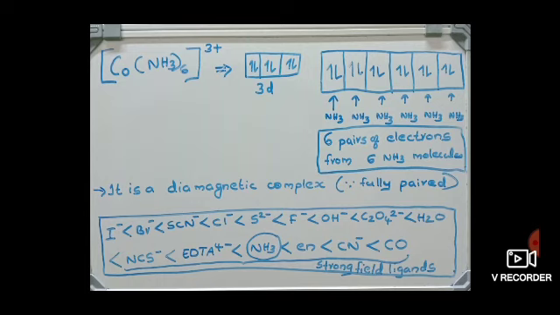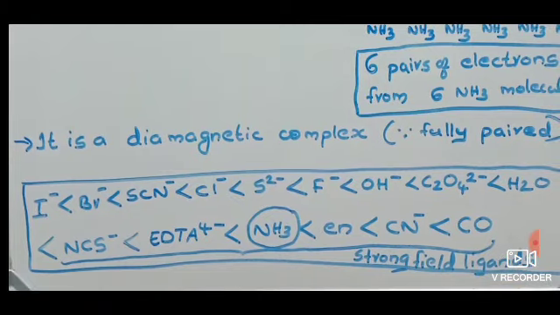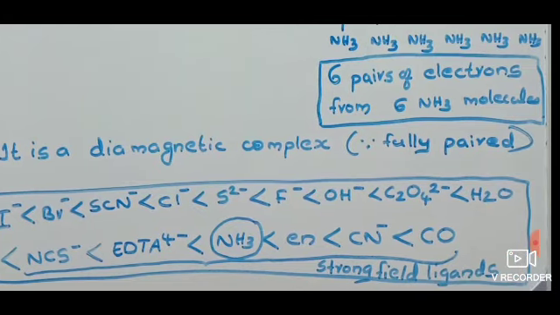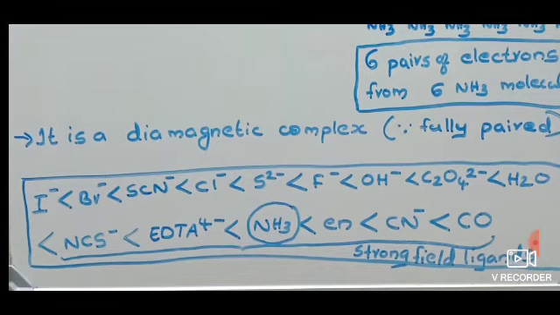According to crystal field theory, ligands are classified into strong field ligands and weak field ligands. You can see the ligand list here: I minus, Br minus, SCN minus, Cl minus, S2 minus, F minus, OH minus, C2O4 2 minus, H2O. H2O is the neutral ligand; up to that they are weak ligands, and after that are strong ligands: NCS minus, EDTA4 minus, NH3, en (ethylenediamine), CN minus, and CO (carbonyl). These are strong field ligands.